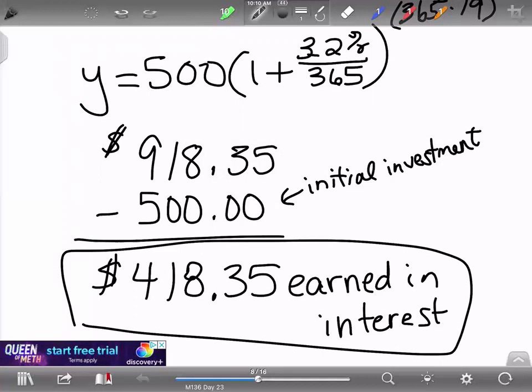That is the amount of money that this individual has earned in interest. So the 918 is not the amount of money earned in interest because 500 of that was money that the individual had deposited.